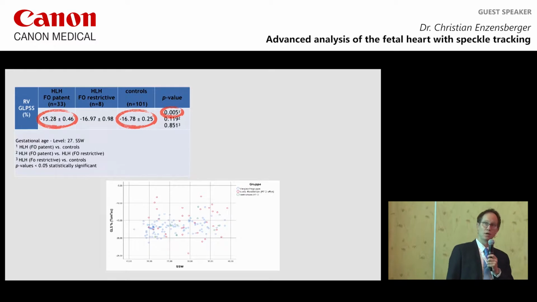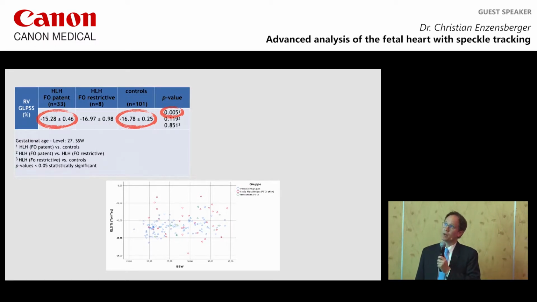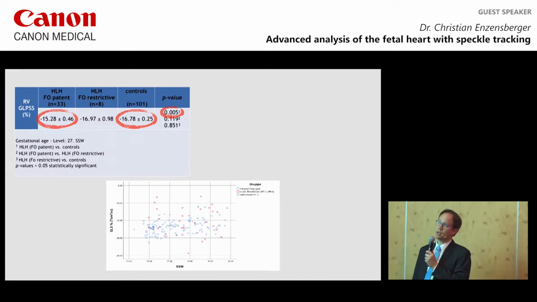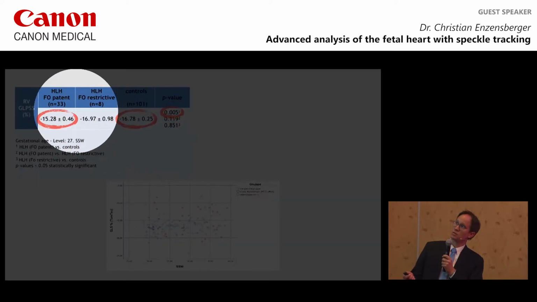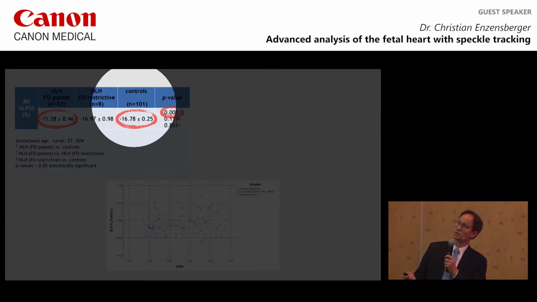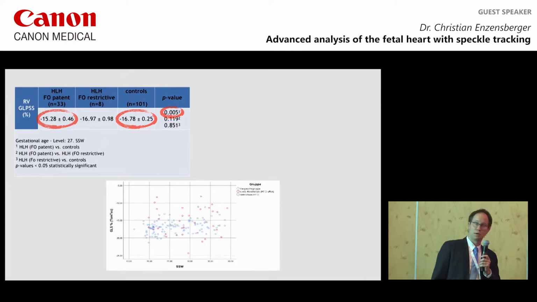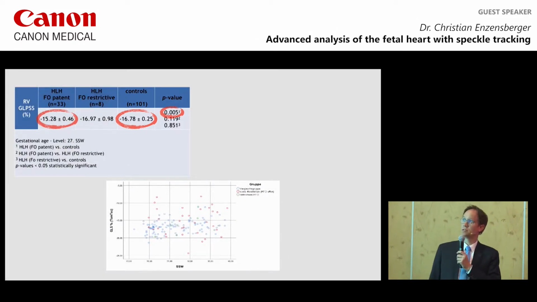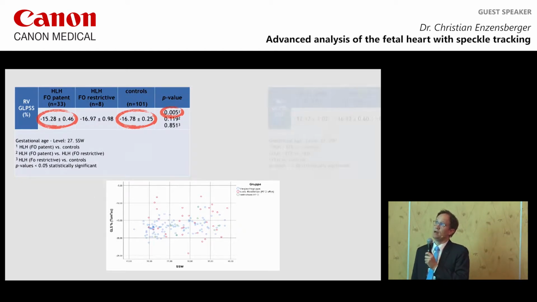they show a reduced longitudinal strain. The group with a restrictive foramen ovale is more or less the same as the control group. This is due to the small number of patients. You can see here only eight patients in that group.